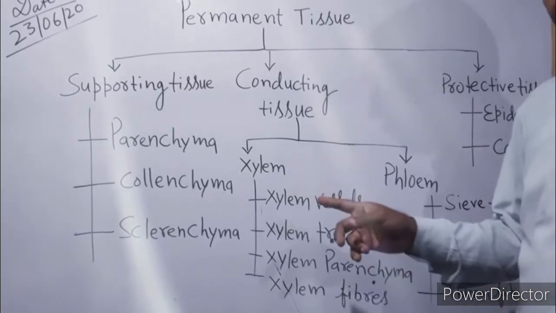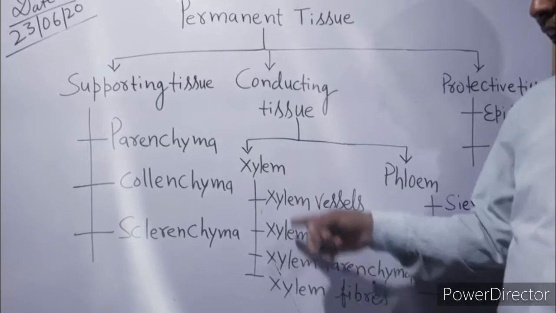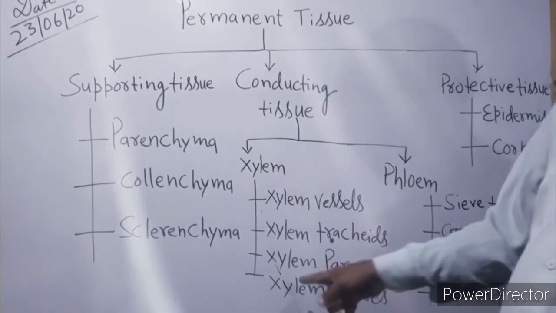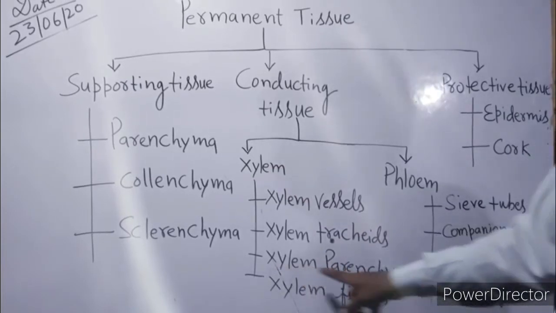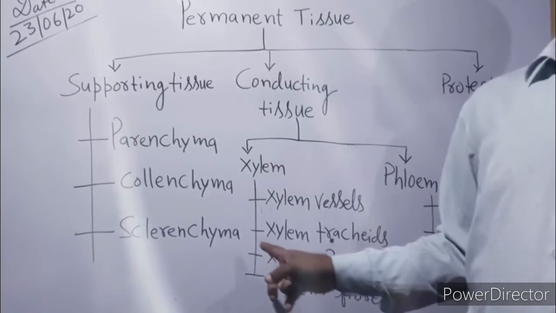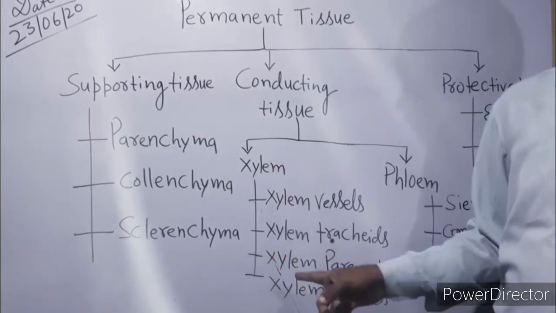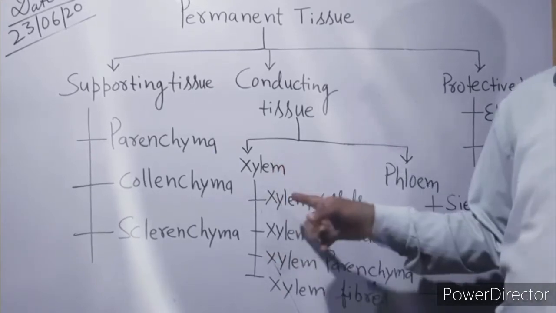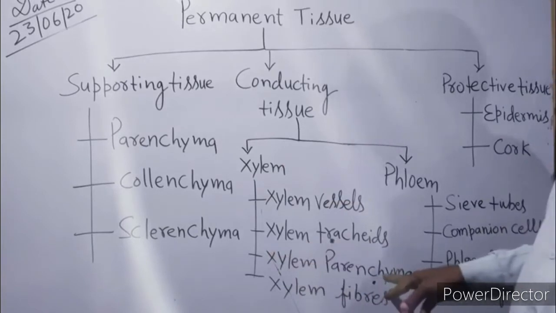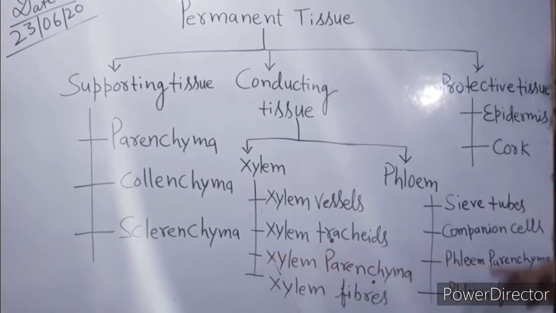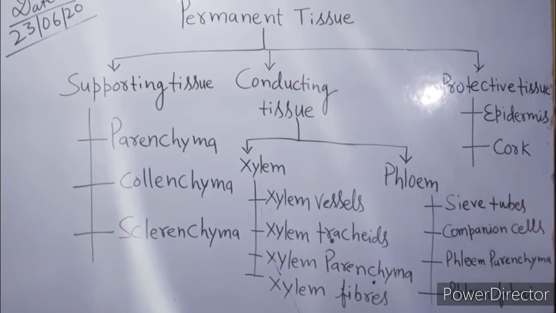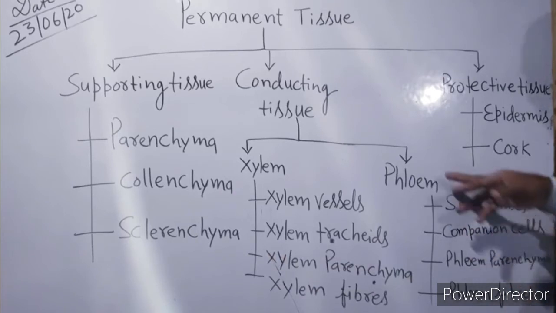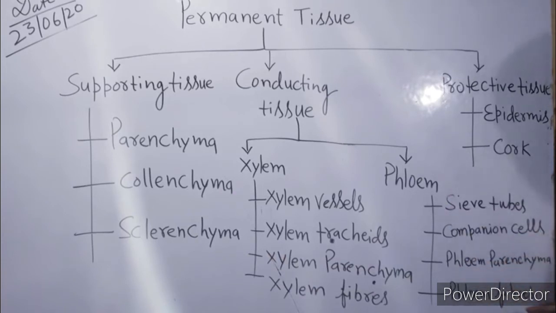Mainly, I have left one thing in xylem: xylem is mainly made up of dead cells, but the third one, xylem parenchyma, is made of living cells in the xylem. What did I say? In xylem, mainly the cells are dead, but the xylem parenchyma is living cells. And when we talk about the phloem, mainly the phloem is made up of living cells. But in phloem, there are phloem fibers.